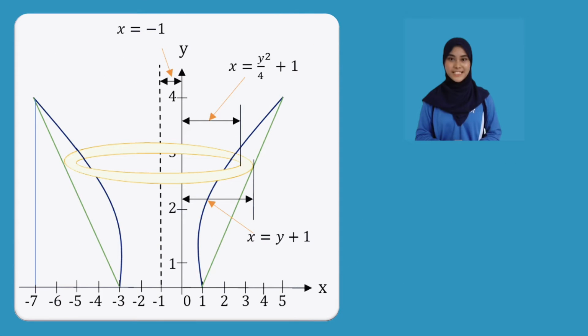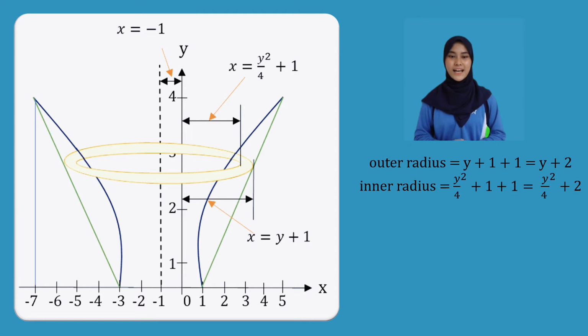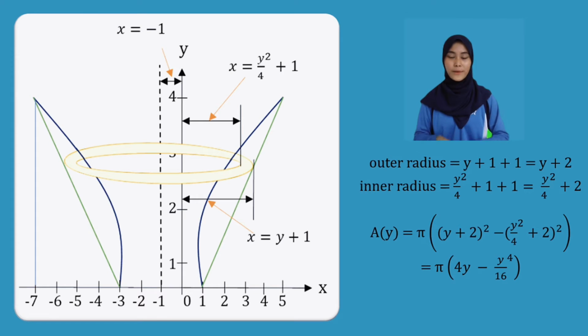The functions are the distances from the y-axis to the edges of the rings. However, the center of the ring is a distance of 1 from the y-axis. This means that the distance from the center to the edges is the distance from the y-axis to the edge of the rings minus 1. So, the radii are the functions plus 1, which gives us the outer radius and inner radius. That means the area of the washer, a cross-section of the solid, will be the larger circle, pi (y plus 2) squared, minus the smaller circle, pi ((1 over 4)y squared plus 2) squared.